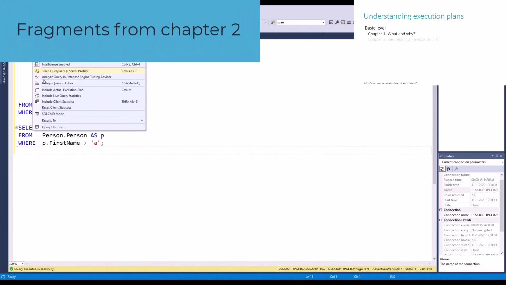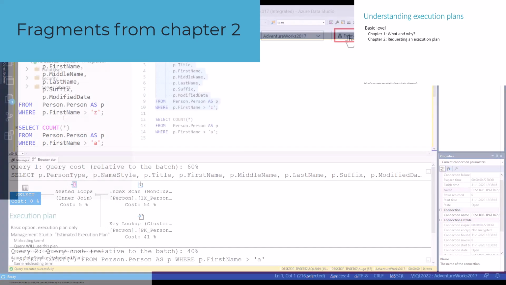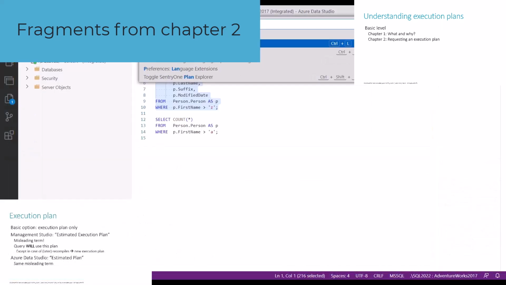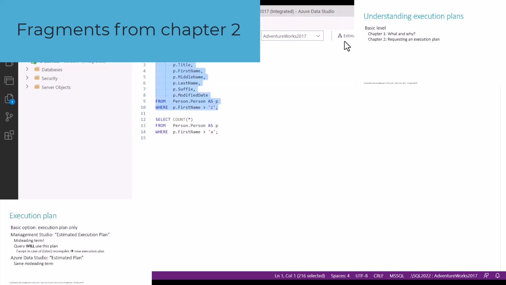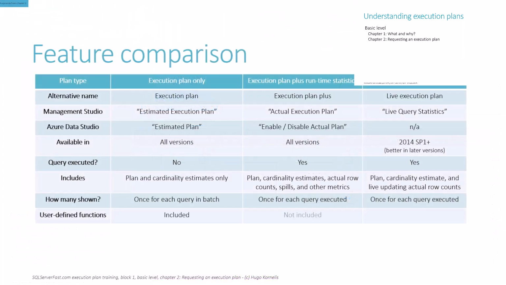The second chapter explains how to obtain the three types of execution plan. Execution plan only, also known as estimated plan, execution plan with runtime statistics, also known as actual plan, and the live execution plan. We'll also talk about the pros and cons of each of these three types.